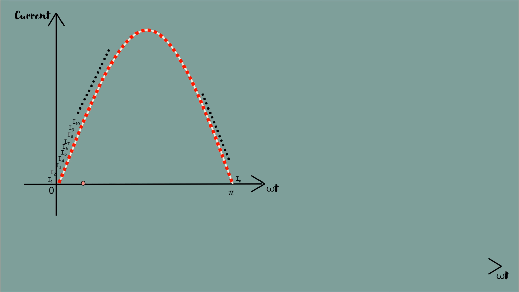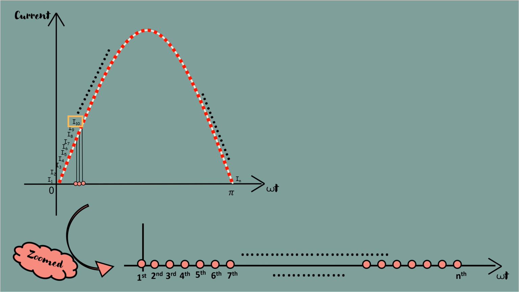The current at this instant will be equal to the height of the waveform at this instant. Therefore, the instantaneous current at this instant is I10. Similarly, the current at any instant will be equal to the height of the waveform at that instant. Now, if we consider this omega t axis, we can see that there are n number of instants in one cycle. We also know that this region is called the period of the waveform.